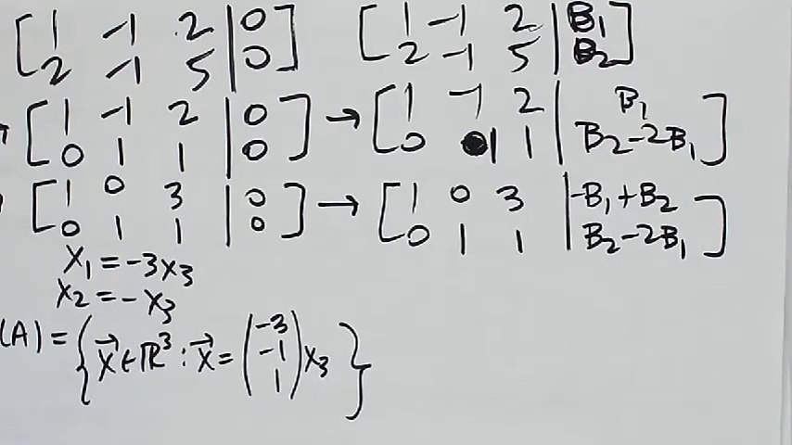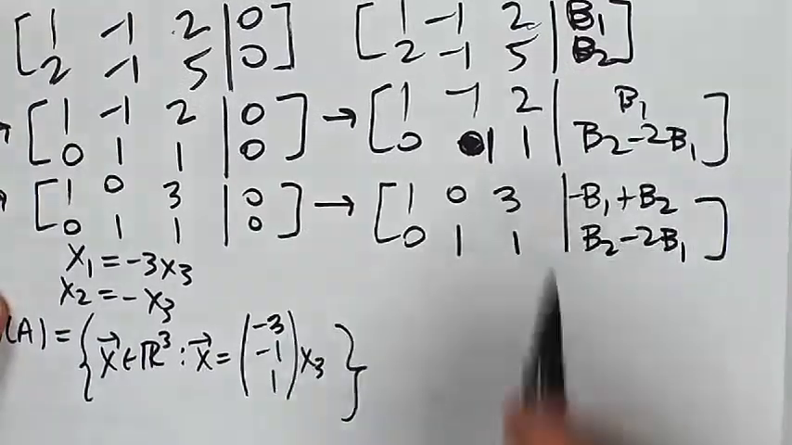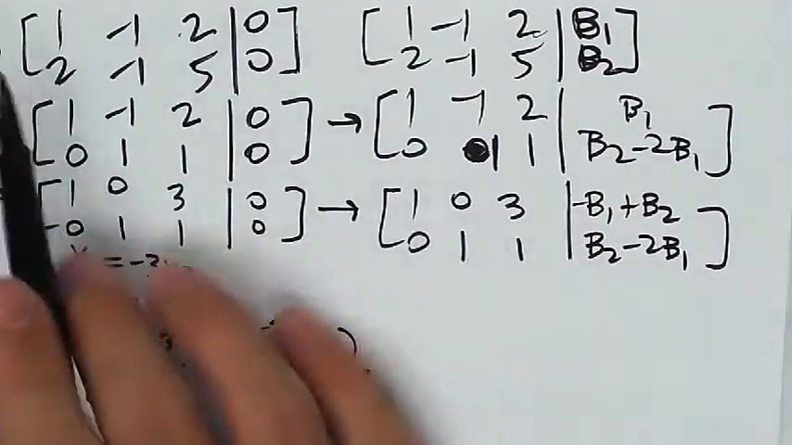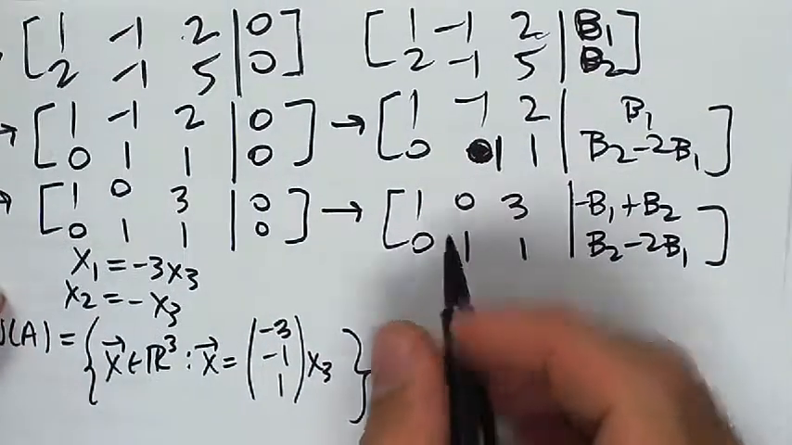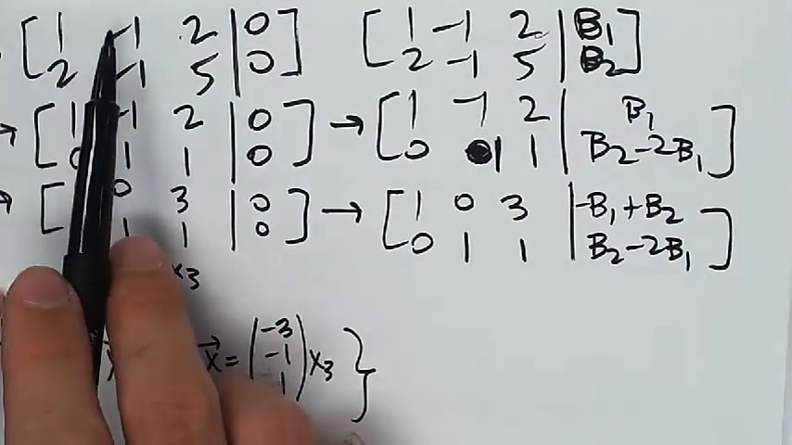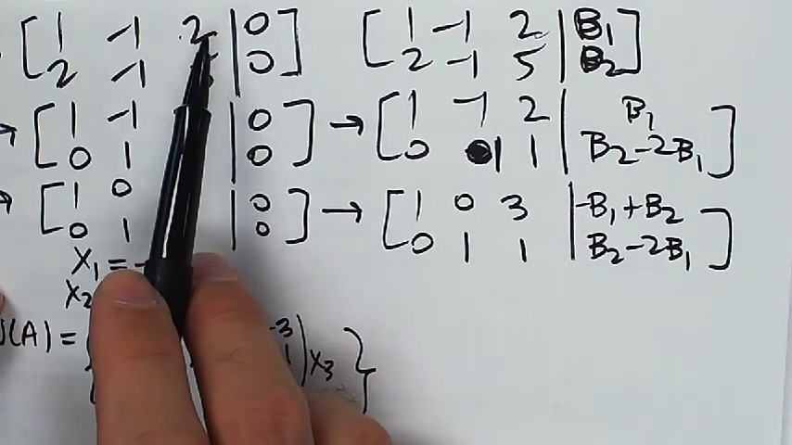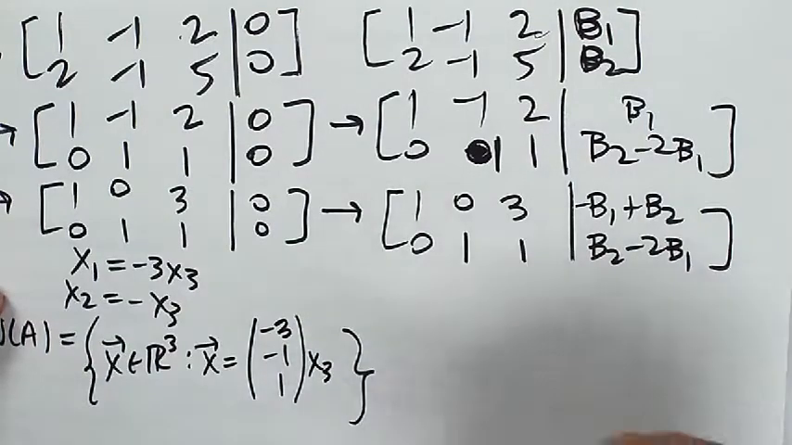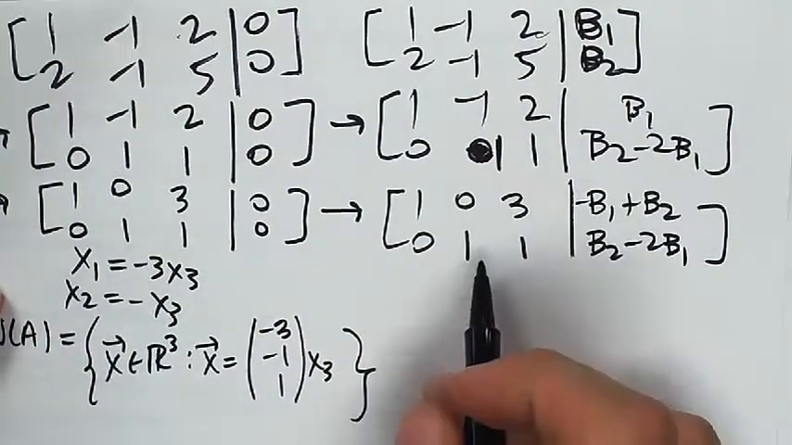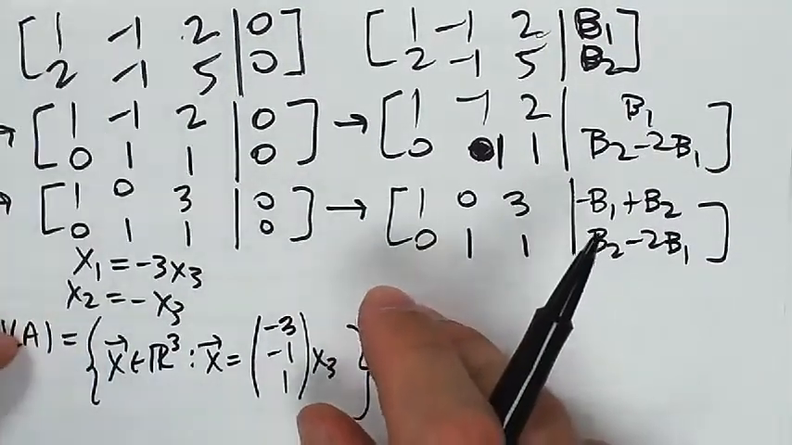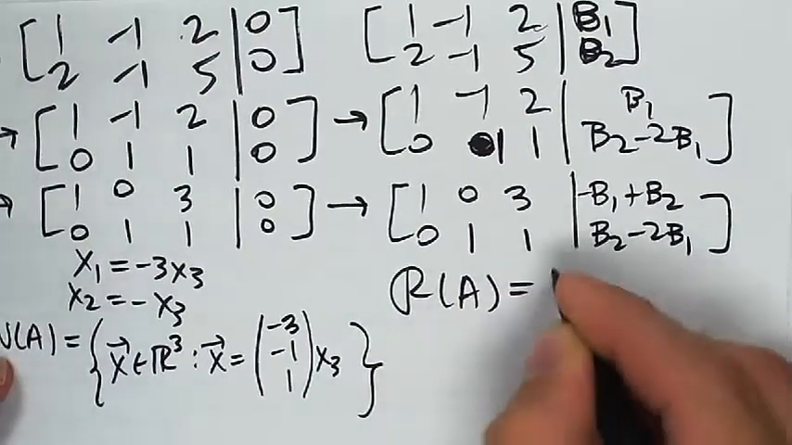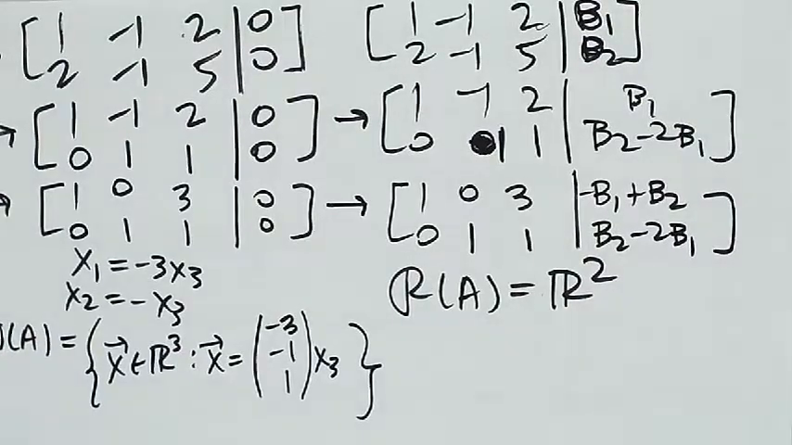Oh, I see. There's no restrictions on B1 and B2, right? B1 and B2 can be whatever they like. No matter what you choose B1 and B2 to be, we're going to have a consistent system, a combination of these columns to get you there. Which is not surprising because I have 3 vectors in R2. That collection must be linearly dependent, so I can make any vector in R2 out of them, with their span being R2. But anyway, the range of A is equal to all of R2.